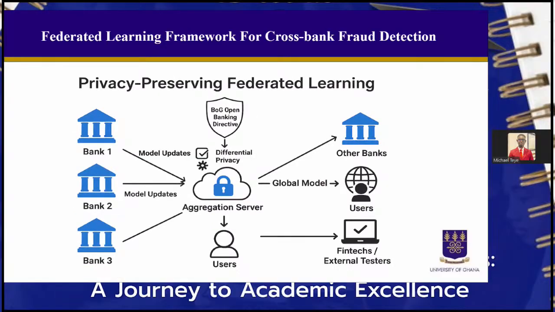Now, limiting it to the research, we have bank 1, bank 2, bank 3. So these models, like I illustrated earlier, the trained models or the updates or the gradients from these banks are sent to the aggregator, which is a server. Then we have the Bank of Ghana Open Banking Directive applied together with the differential privacy that will be applied at the aggregation server to train the model. After which the trained model then releases a global model that is then sent to the other banks or other institutions to share raw data with the user consent from the customers.